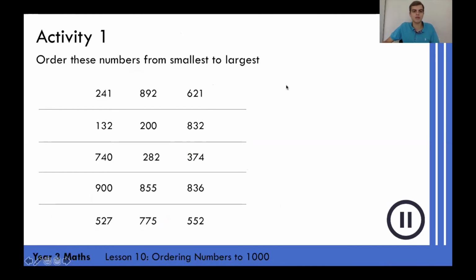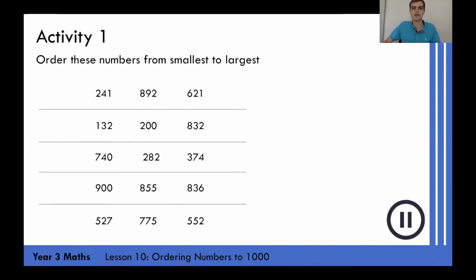Order these numbers from smallest to largest. So you've got 241, 892 and 621. I want you to reorder those, starting with the smallest one, going up to the largest one, and then do the next 3, and the next 3, the next 3, and the last 3. Fantastic. So pause the video and have a go at these.